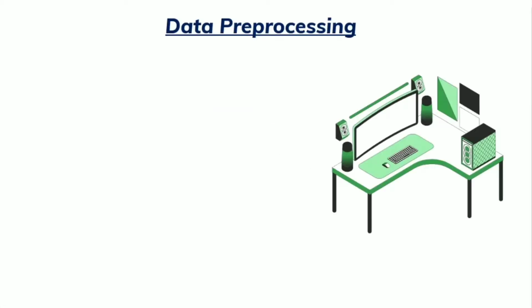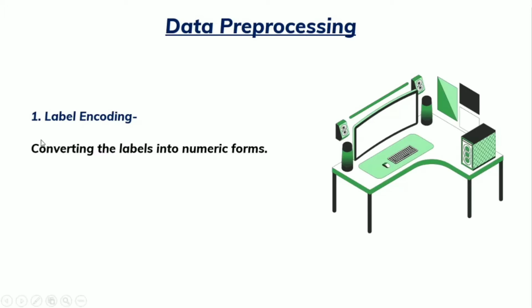Now we will study data preprocessing in more depth. First of all, we have to learn about label encoding. So what is label encoding? Label encoding is basically converting the labels into numeric forms. Let me explain this with an example.